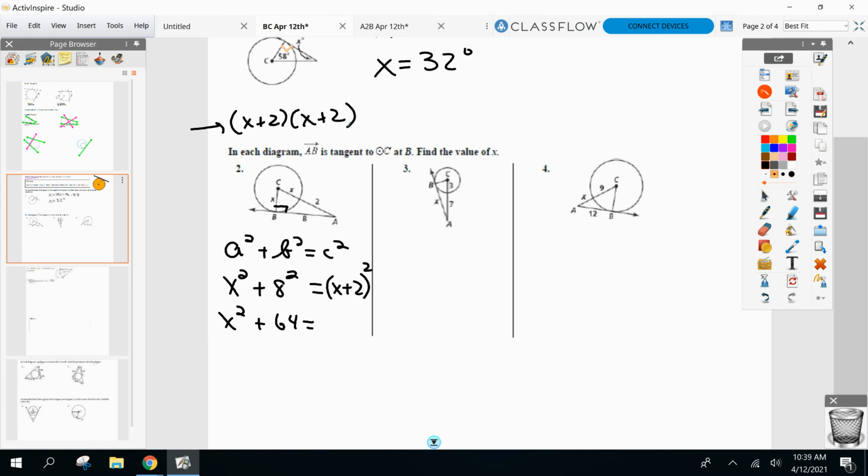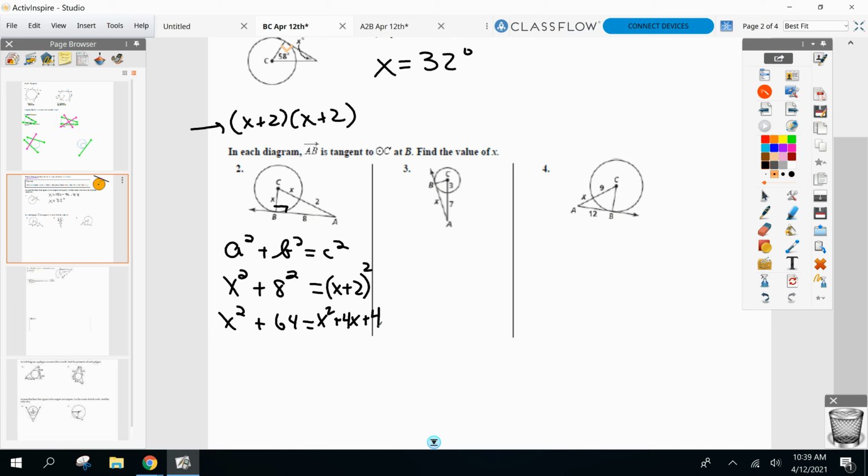So FOIL, double distribute, combine your like terms. I'm hoping you guys get x squared. Add the 2x and the 2x to get 4x. 2 times 2 should give you 4. So that's what you end up getting when you multiply those two.